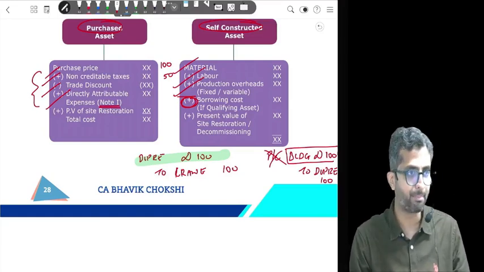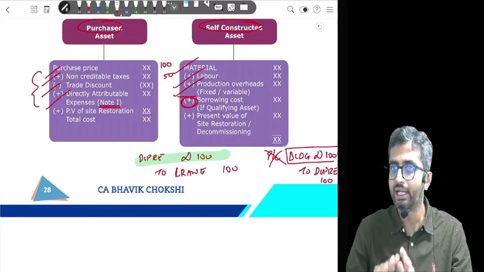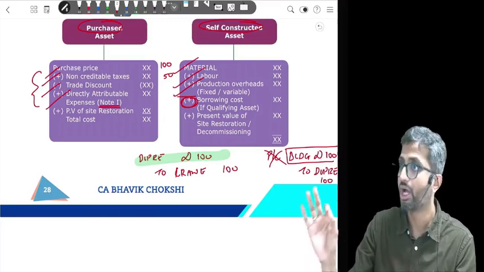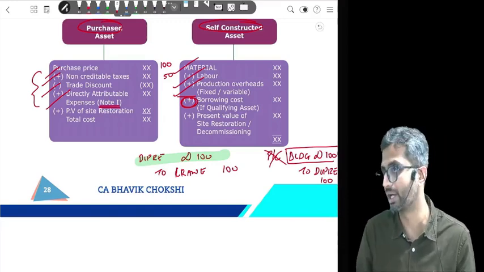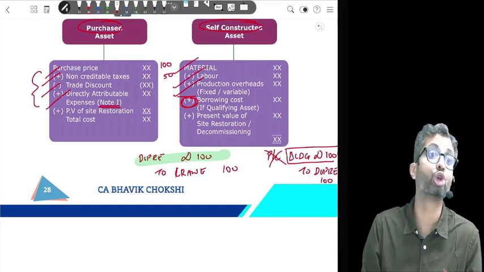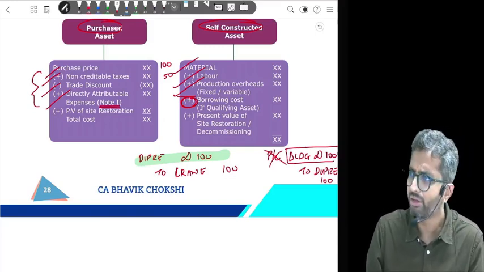For you to capitalize, Ind AS 23, similar to AS 16, tells you that borrowing cost should be capitalized only if it is attributable to a qualifying asset. Other than that, borrowing cost should not be capitalized. Where should borrowing cost go? P&L. Have you thought about why?